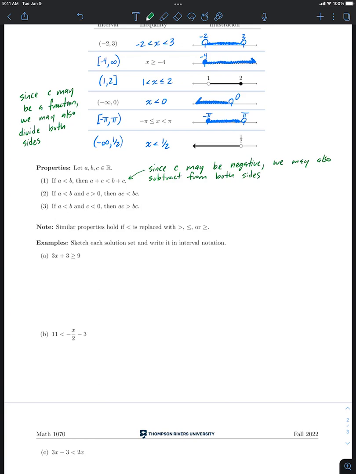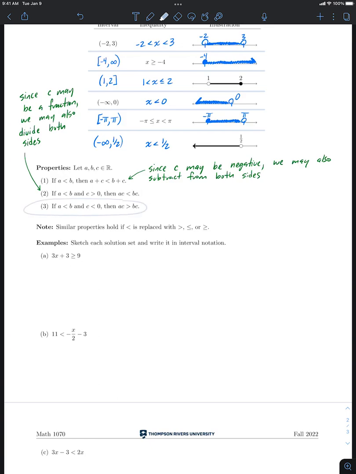Okay, and that's just a comment about property 2. Okay, one more property. Notice that in this case, that only works if C was positive, right? So what if C is not positive? What if C is a negative number? Well, you can still do it. You could still multiply both sides or divide, but you have to flip the sign, okay?